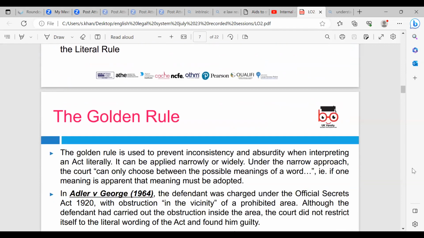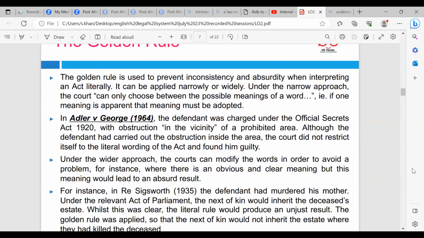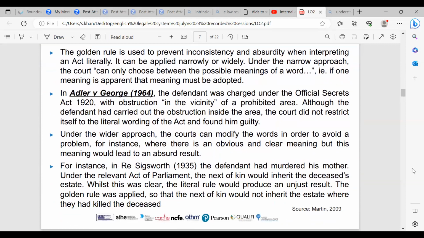So now we're going to go on to the golden rule. The golden rule is used to prevent inconsistency and absurdity when interpreting an act literally. It can be applied narrowly or widely. Under the narrow approach, the court can only choose between the possible meanings of a word. For example, if one meaning is apparent, then that meaning must be adopted.